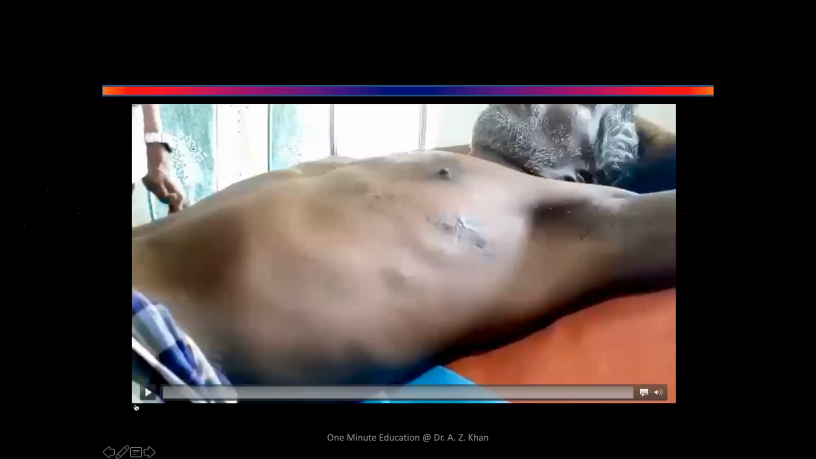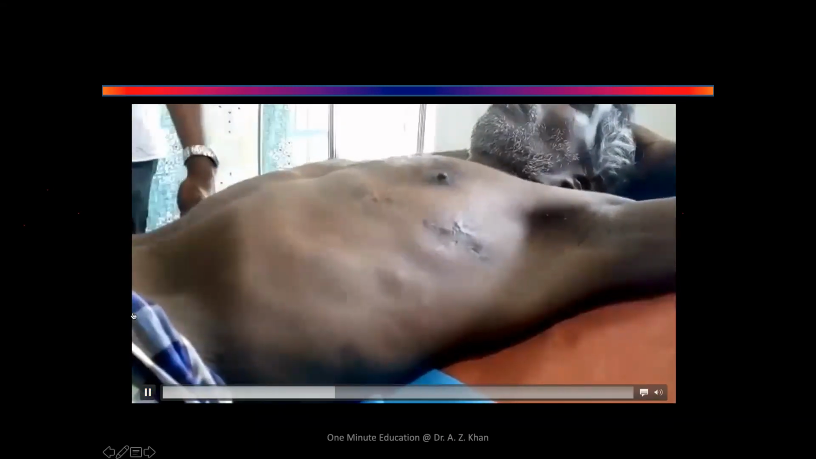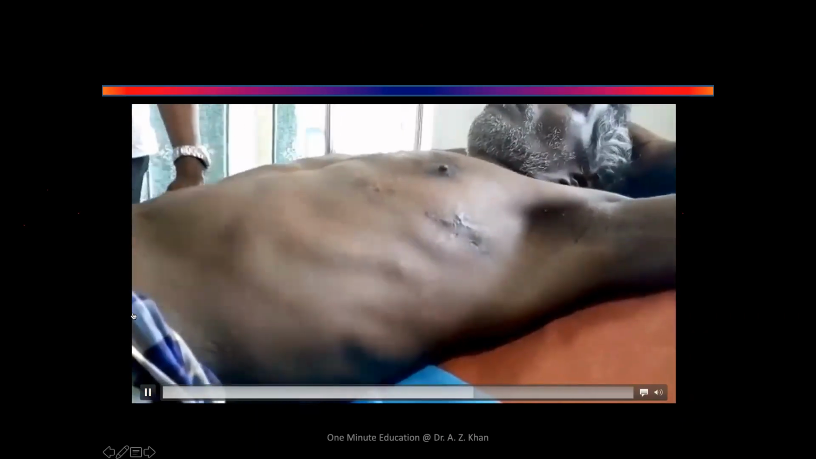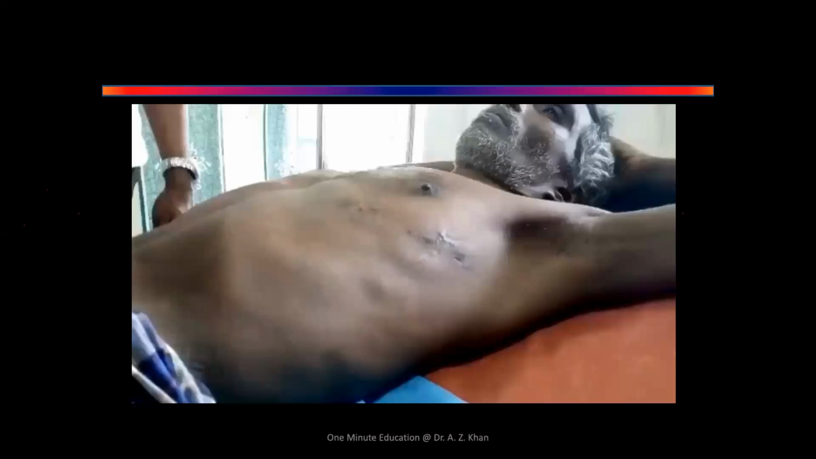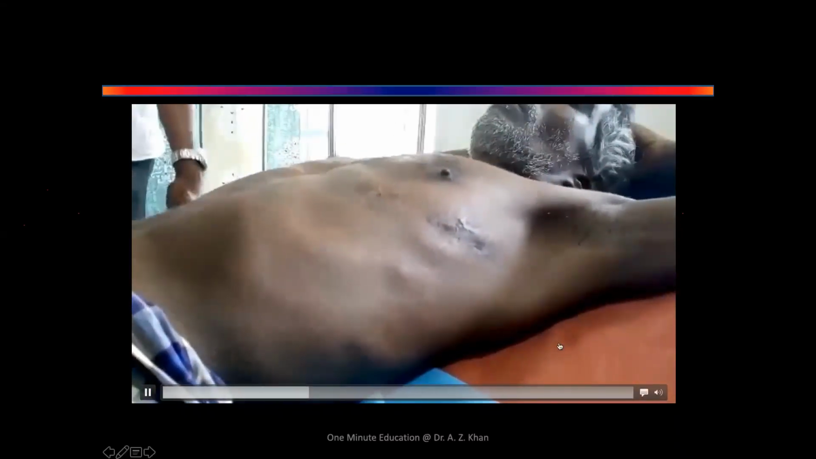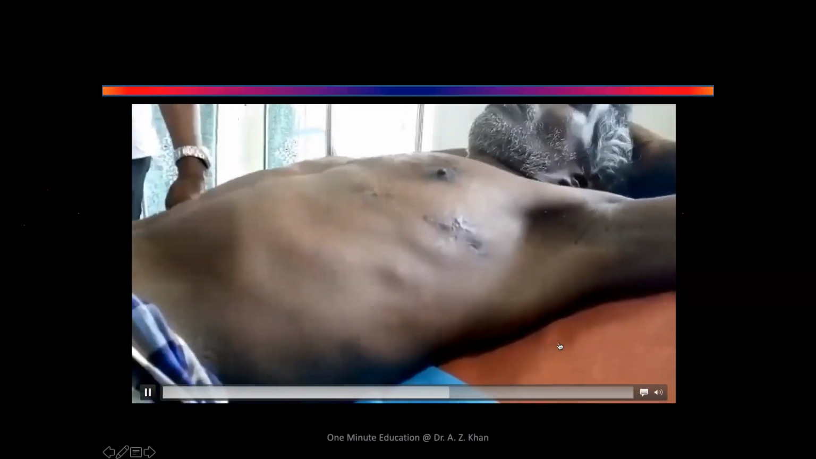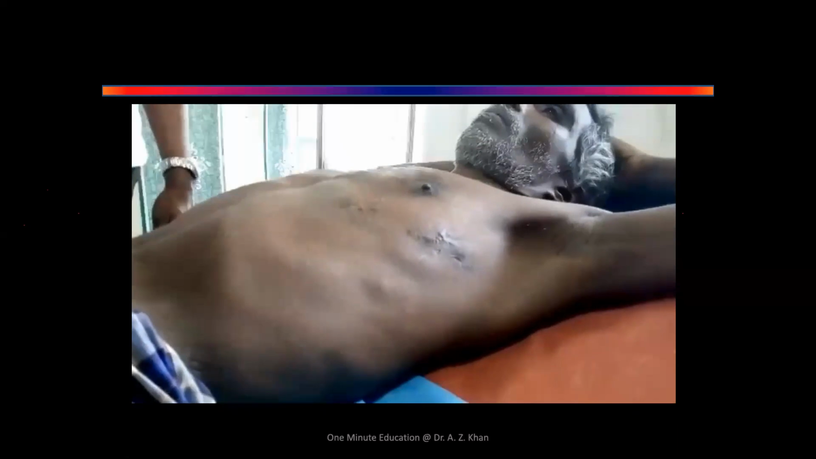What is happening here? Name of the sign and what condition it comes in. 1 mark for each.